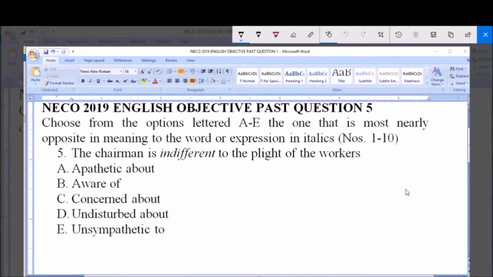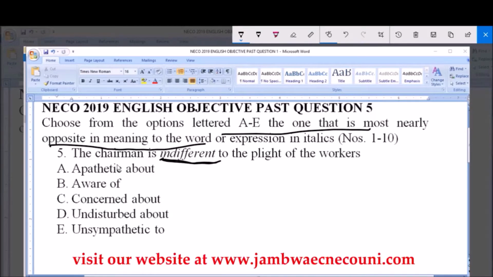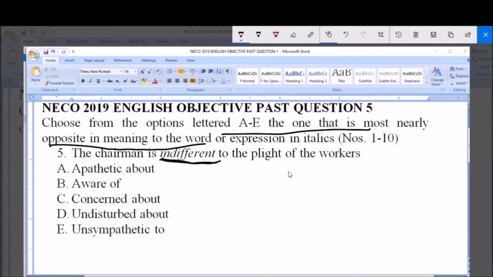Good afternoon, welcome. This is NECO year 2019 English objective past question number 5. The instruction to this question says we should choose the option that is most nearly opposite in meaning to the given word, and the given word there, which is our focus, is indifferent. The sentence says: The chairman is indifferent to the plight of the workers.